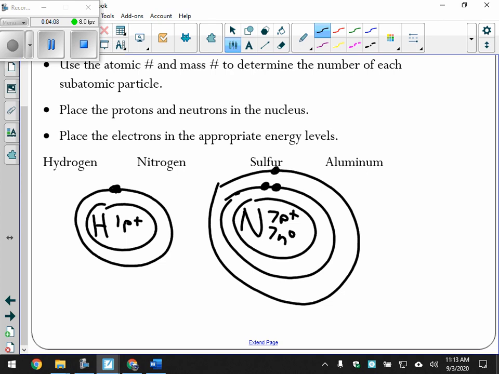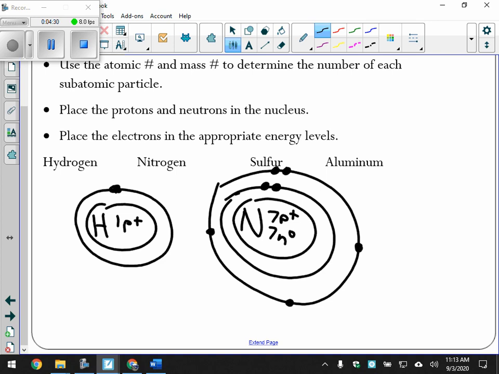1 goes here, 2, 3, 4, okay? So we're going to spread them out as far apart as possible. Then the 5th one, they have to start to pair up. Okay, there's only 4 places for these electrons to go. So now the 5th one comes along and it pairs up, for example, with this one.